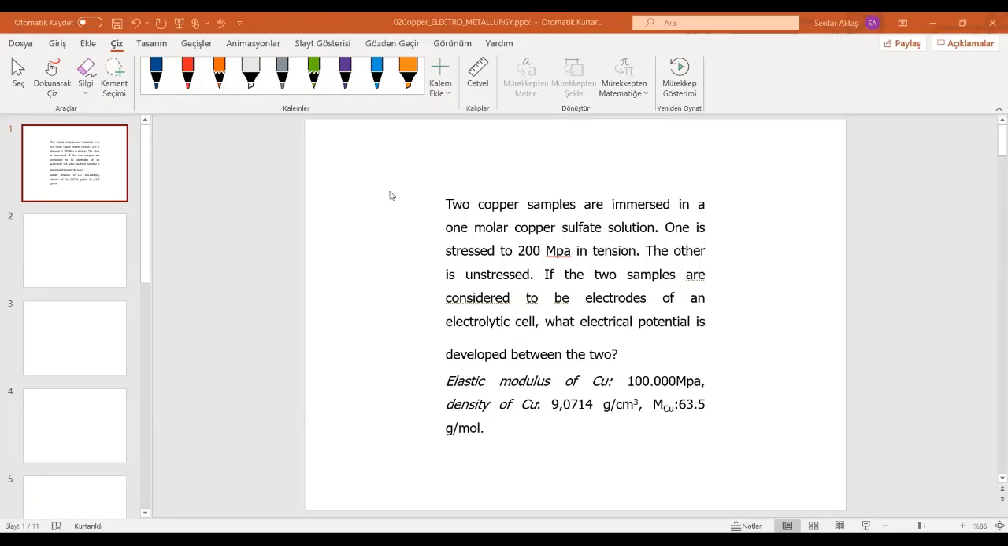The elastic modulus of copper is 100,000 megapascal, the density of copper is 9.0714 gram per cubic centimeter, which is a rounded value actually, and the mass of copper is 63.5 gram per mole.